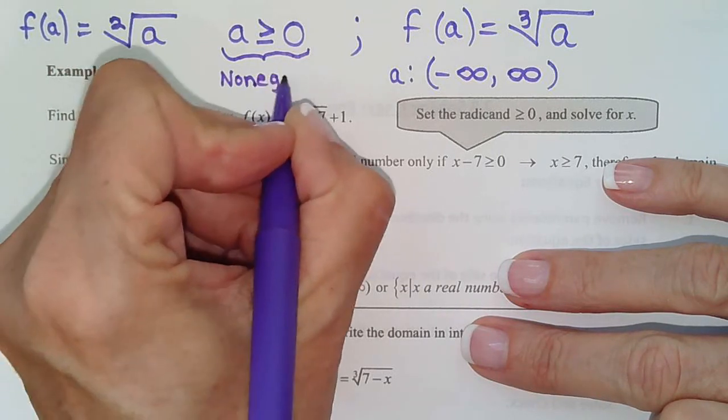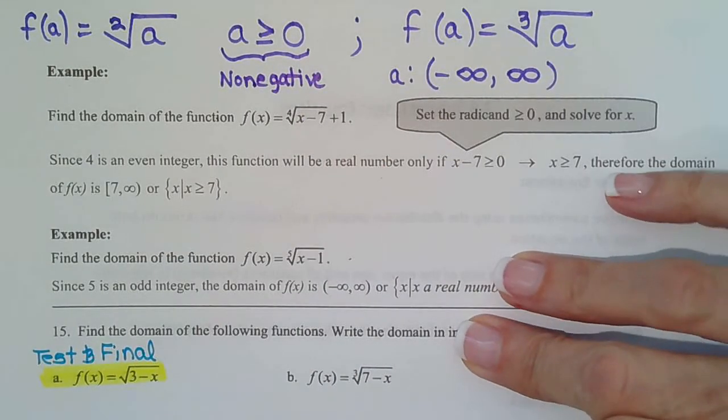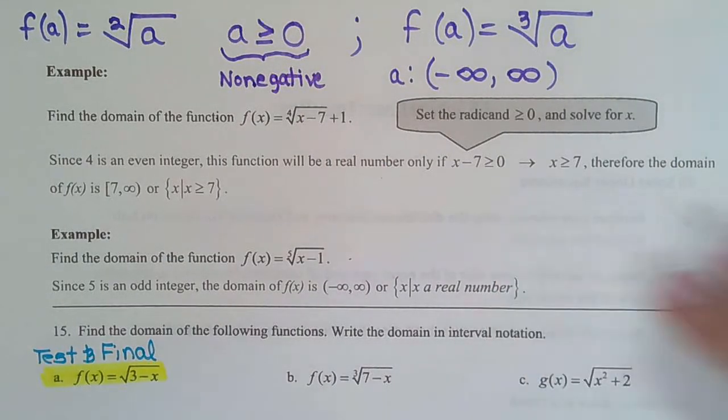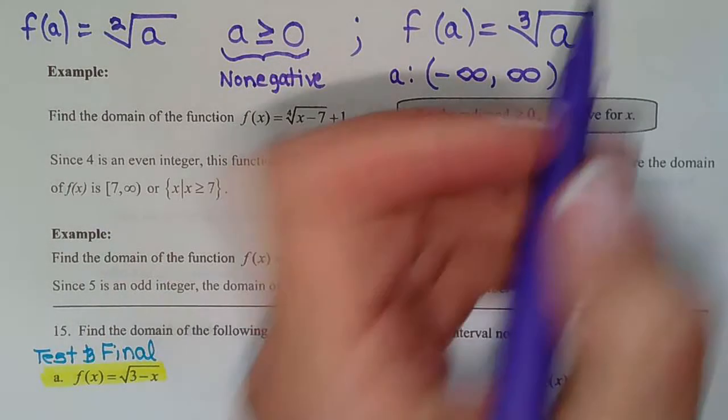So that's just the mathematical way to write not, I don't know, negative. I don't know if I have that spelled right. We'll pretend it's okay. No negative. Ha! See? Non-negative, no negative.